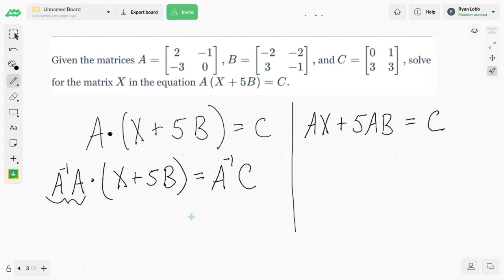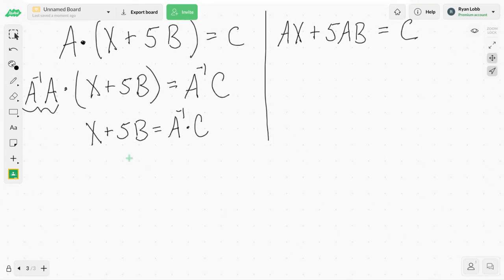This right here becomes just 1, like a fancy 1, and then I'm left with X plus 5B. So I have X plus 5B equals A inverse times C. And then lastly, to solve for X, I can move the 5B over, all right? And then I have my solution: X is going to be equal to A inverse times C, and then minus 5 times B, all right? So we have that there. So we can do it that way.